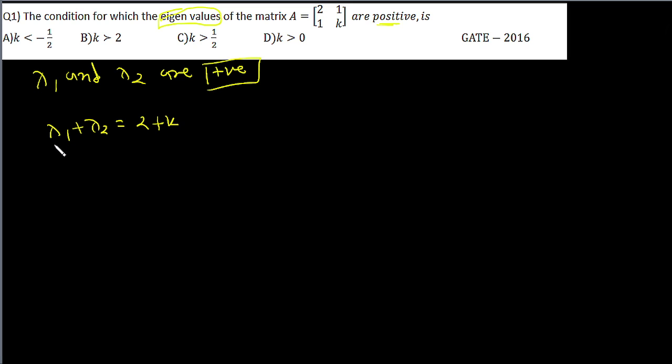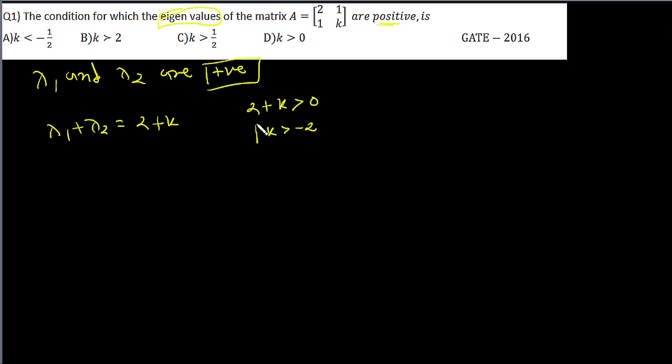Now lambda 1 is positive and lambda 2 is also positive, so 2 plus k must be a positive number. So we can write 2 plus k is greater than 0, and from here we can say k is greater than minus 2.